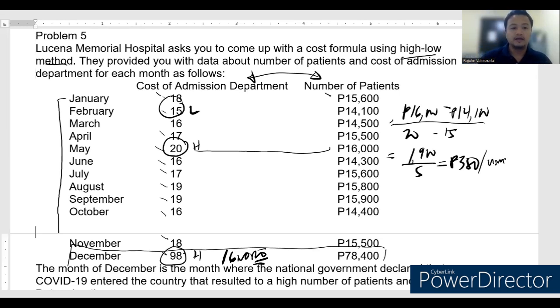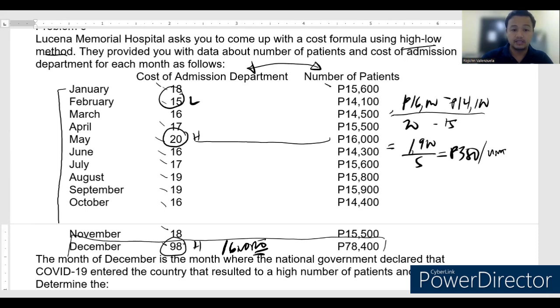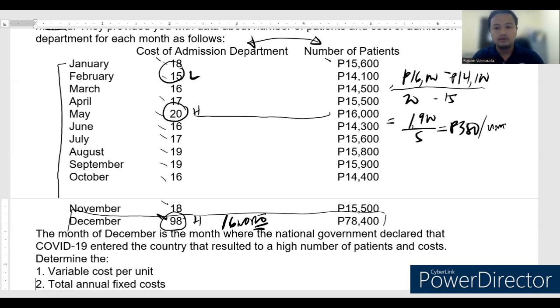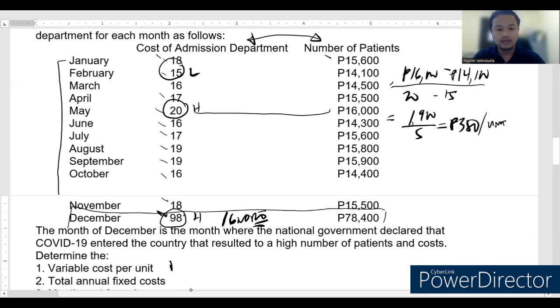Again careful lang kasi nga hindi natin siya papansinin dahil hindi siya within the relevant range. Ang relevant range kasi ito yung range kung saan based on observations, ito yung nagiging pattern. Okay? Masyadong malayo ng 98. Variable cost per unit is 380.